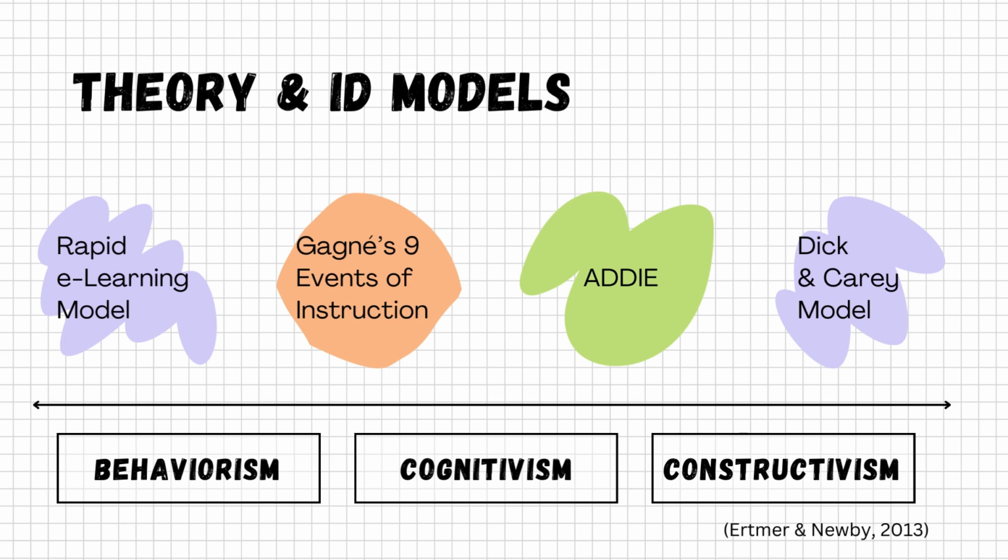ADDIE, I felt like, is not solely sitting right in cognitivism. It's pushing toward constructivism, although I think that really, with ADDIE, you could kind of skew it either direction depending on what your own educational philosophy is. And Dick and Carey is the model that stands out to me as truly crossing over into constructivism. And I'll cover those things as we go over these different models.